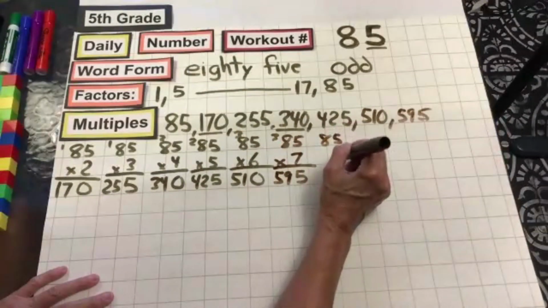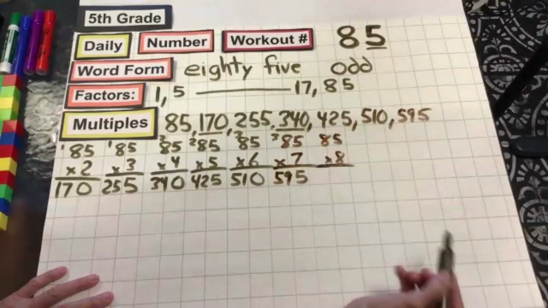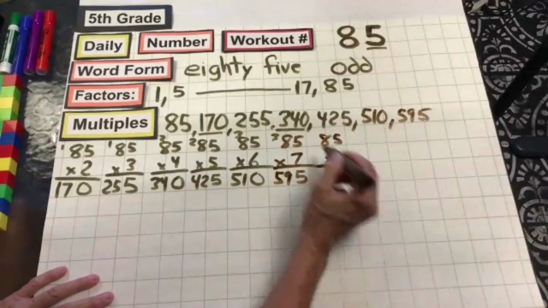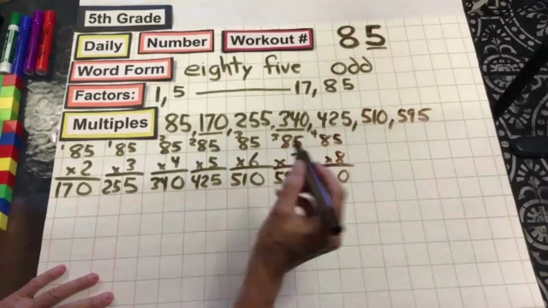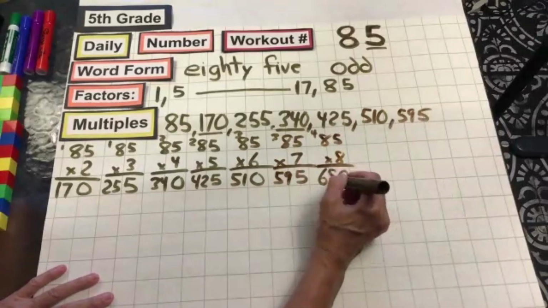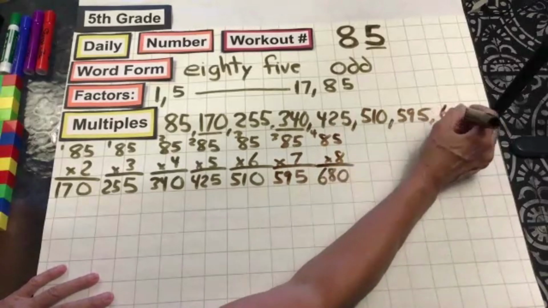8 85s. 8 times 5 is 40. Drop the 0, carry the 4. 8 times 8 is 64, plus 4 is 68. 680.